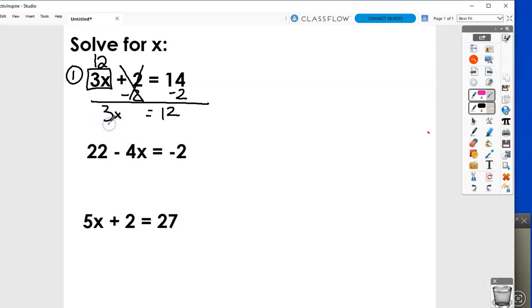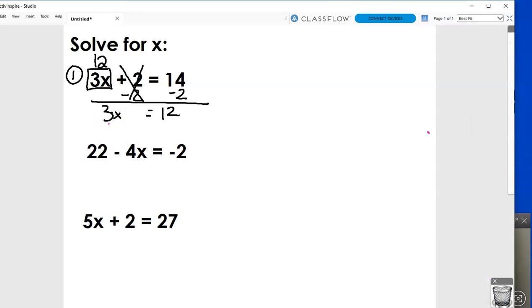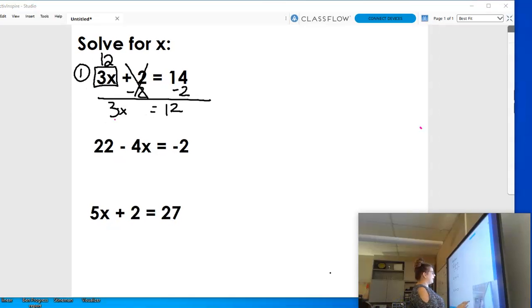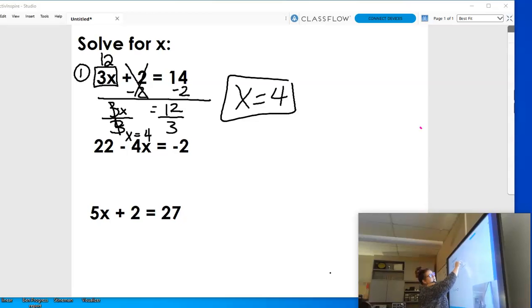Then I'm thinking that 3x means that we have 3 times a number, 3 times x, to get 12. So when we think about that, we think 3 times some number gets me 12. Well, if I don't know what that is, I can just divide both sides by 3. We're kind of then canceling out that 3 there because x equals 4, because 3 times 4 would have gotten me 12. So my solution here to this guy would be x equals 4.